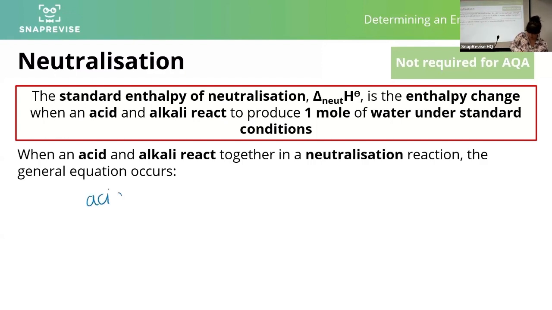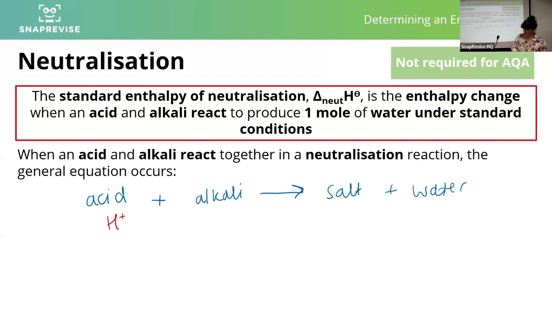Acid plus alkali goes to make salt and water. Sorry, I was writing the ionic equation then, and I didn't mean to. So acid plus alkali. That's where we get our water. So it's the formation of 1 mole of water. That's my ionic equation.